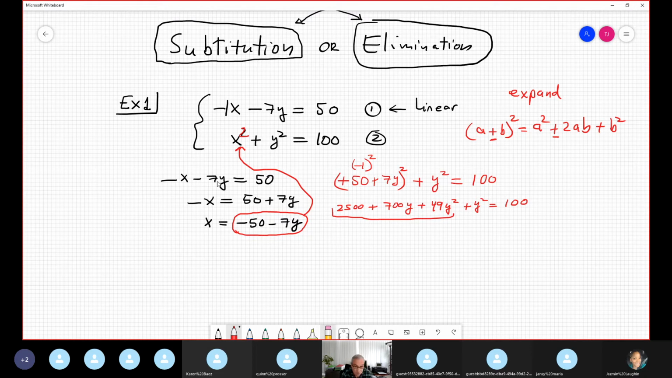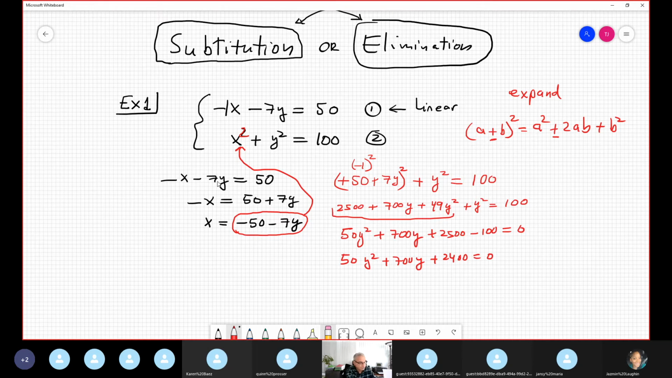Now I'm not finished. We combine like terms: 49 plus 1 is 50. So 50y squared plus 700y plus 2500 minus 100, no? Equal to 0. Because I suppose we finish in a quadratic equation: 50y squared plus 700y plus 2400 equal to 0.